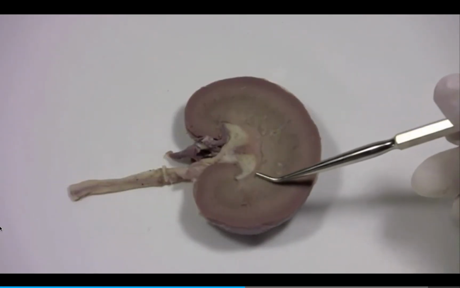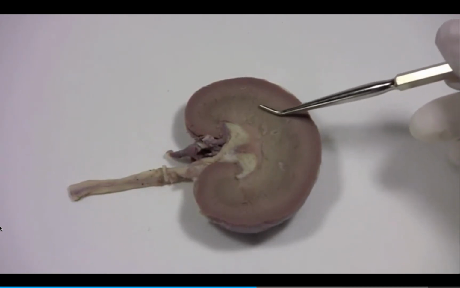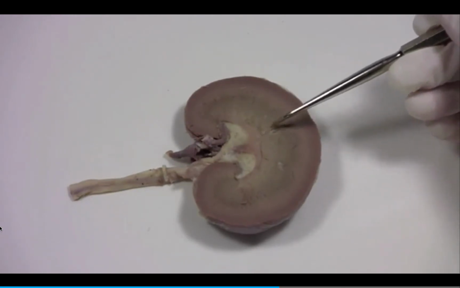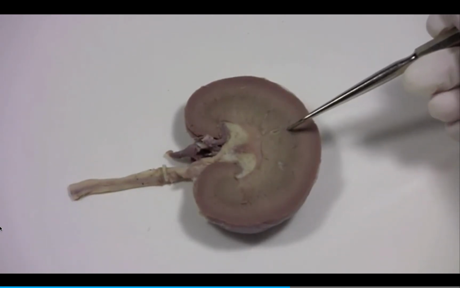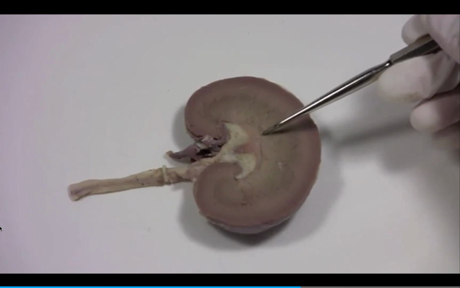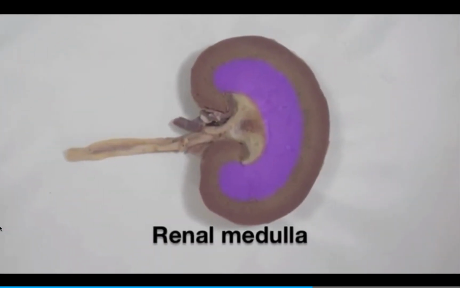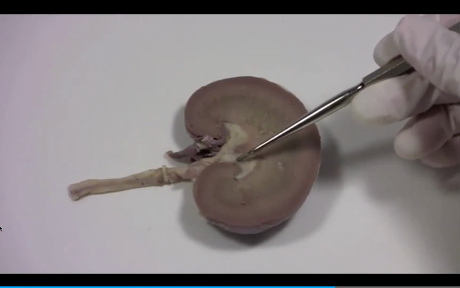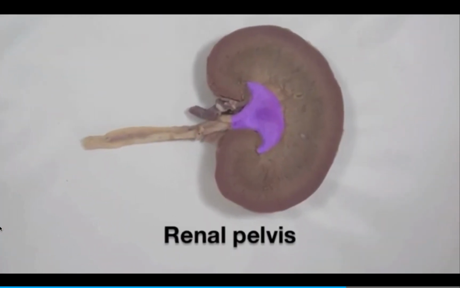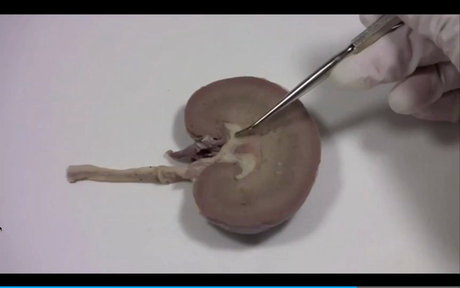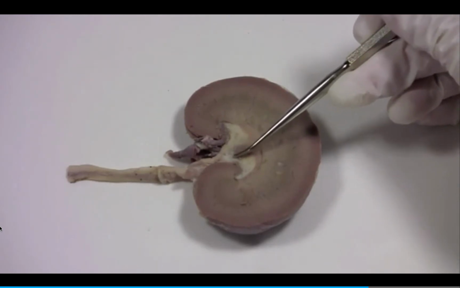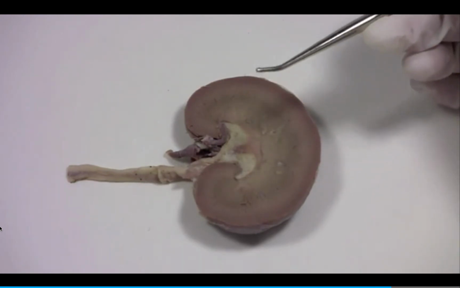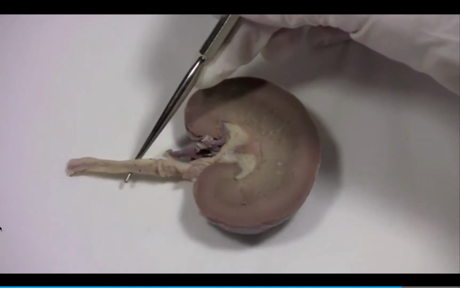This is the renal medulla. The renal medulla is the innermost part of the kidney. It's made out of renal pyramids that are separated by renal columns. The central core of the kidney is occupied by the renal pelvis. This is the branching top of the ureter that collects urine as it exits the renal pyramids. The urine collected by the renal pelvis is transported to the bladder by the ureter.